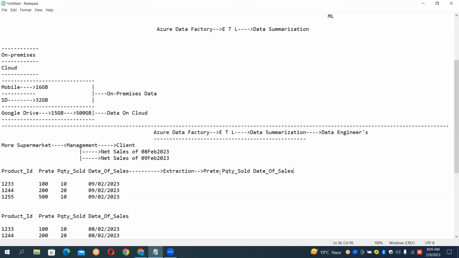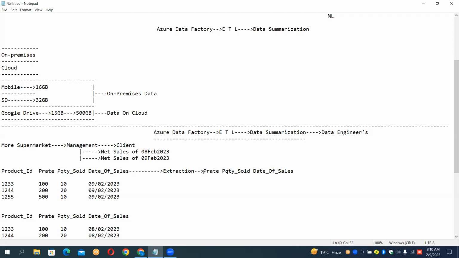Extraction. So in this process of extraction, out of all these columns, I'm pulling in the columns called product rate, product quantity sold, and date of sales. This process is called the extraction process. Extraction is nothing but a process wherein you pick up only those records which are required for your situation. That's it. Now the data is ready here.